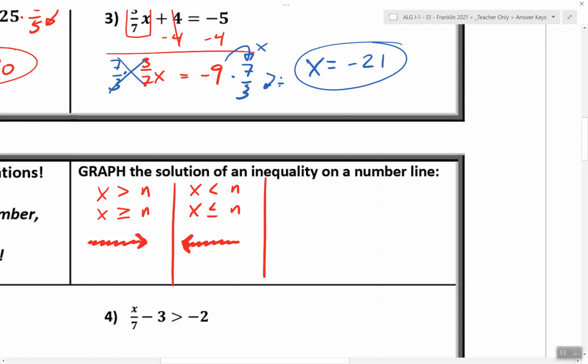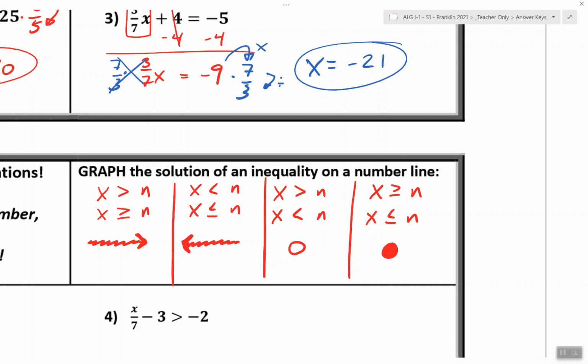Now, if you have one of these symbols, x is greater than or x is less than your number, you're going to use an open circle on your graph. And if you have one of the or equal to, so if you have the line on there, the or equal to line, then you're going to use a filled in circle.